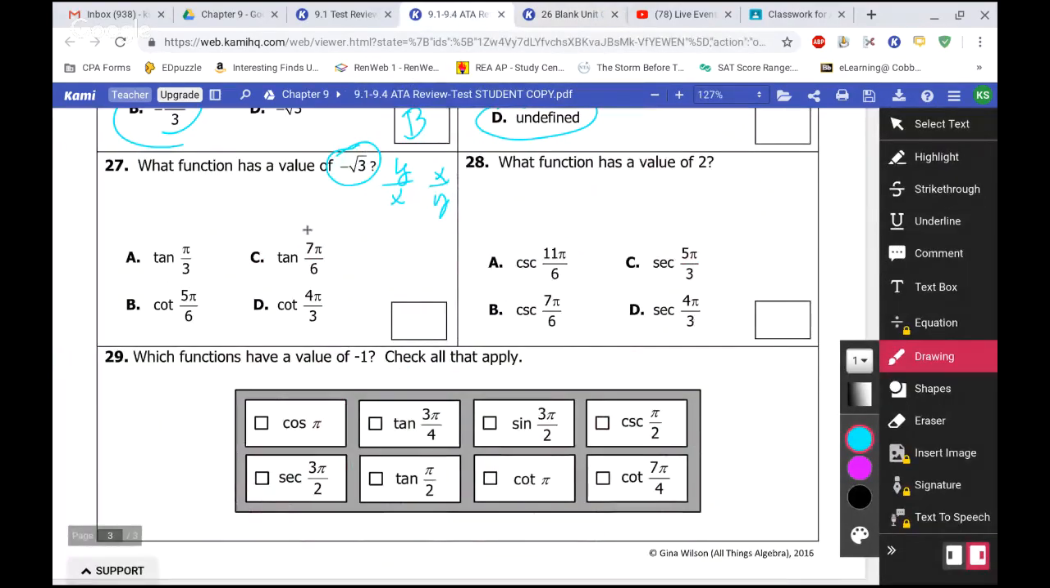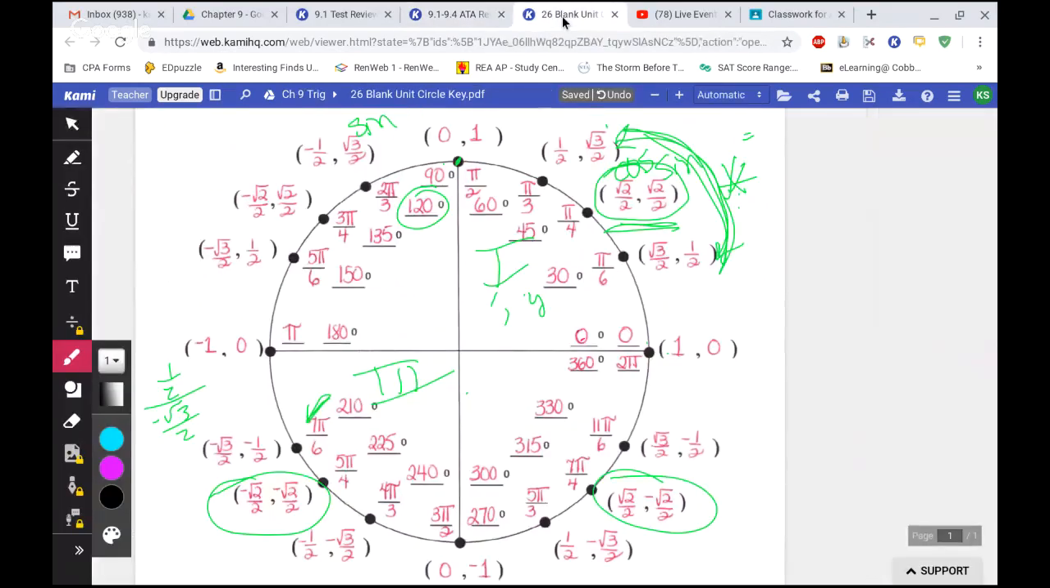So we're going to look at cotangent 5 pi over 6. Let's see, 5 pi over 6. We did cotangent, so that's going to be x over y. So I'm going to focus, once again, on the complex fraction. All I really have to do is focus on that denominator, and that returns a negative root 3. So that's my answer.